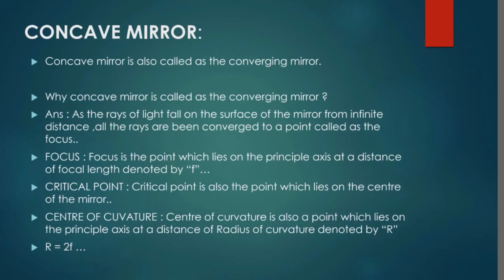The pole lies at the center of the mirror, and it is there that the principal axis starts. Center of curvature is also a point that lies on the principal axis at a distance of the radius of curvature, which is denoted by capital R. The distance between the pole and the center of curvature is R.